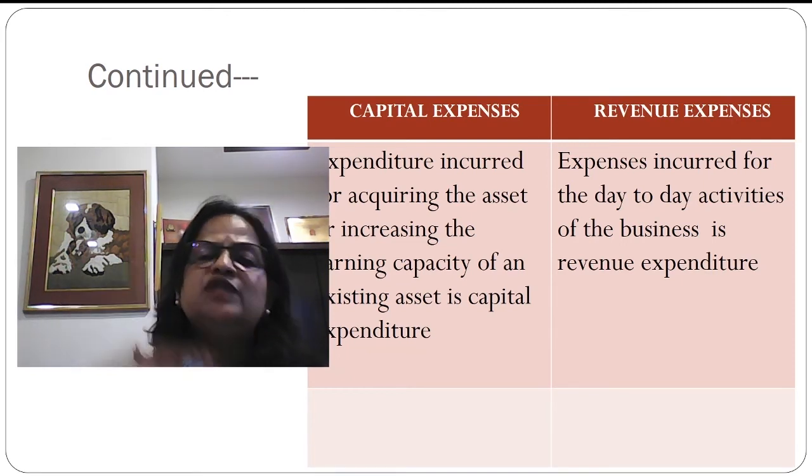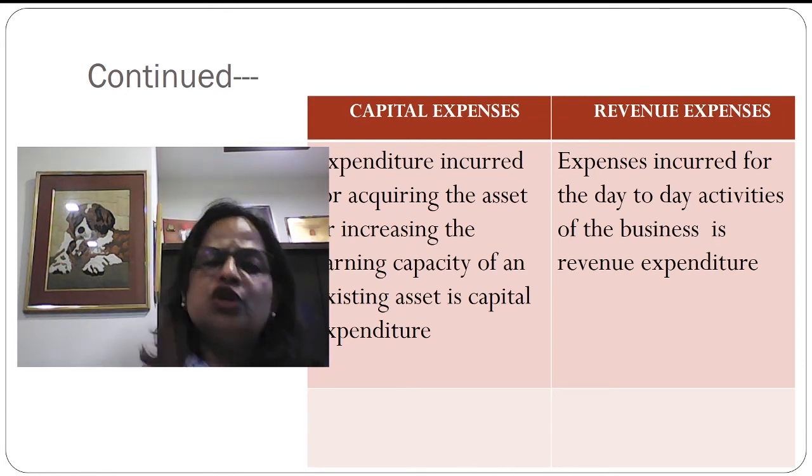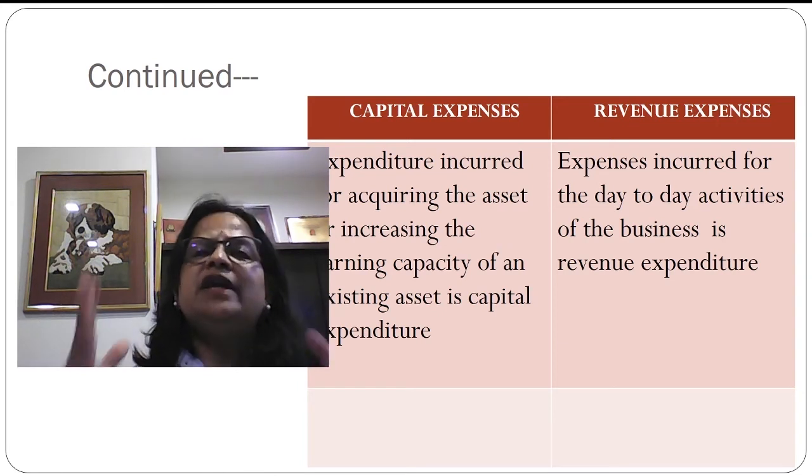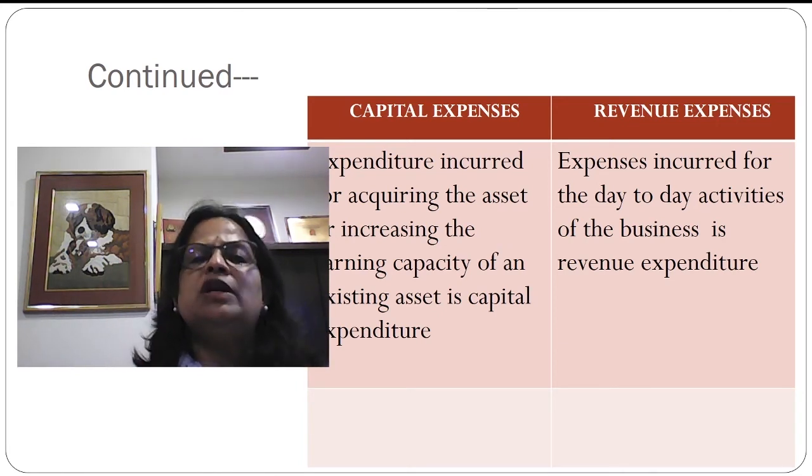Why is he going from semi-automatic to fully automatic? He wants to increase the earning capacity of his business. He can save time, he can give better quality, he can give good service to the customers. So these are all capital expenses.